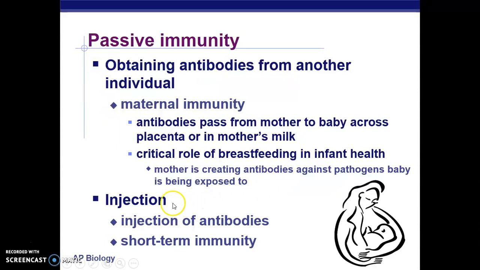You can also get passive immunity by injecting antibodies directly into the blood. But again, this immunity is only short term, because eventually those antibodies will go away. You're not injecting the B cells, you're injecting the antibodies. So eventually these antibodies will be degraded, and the immunity is only short term. But again, this is passive immunity because your body is not making the antibodies. You're giving the body the antibodies.